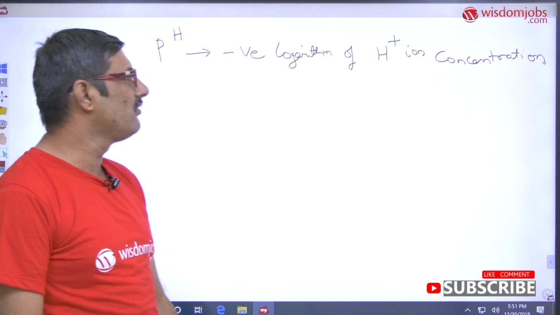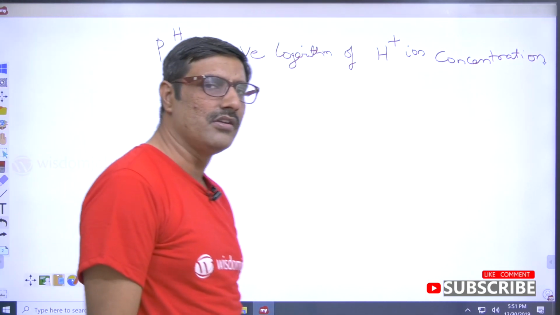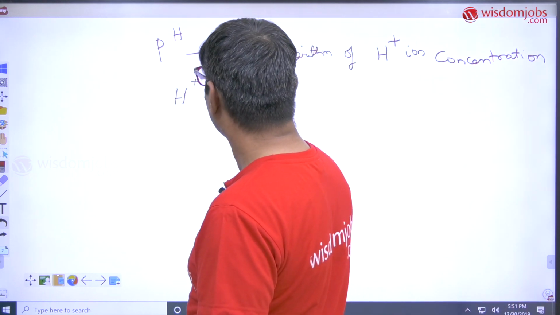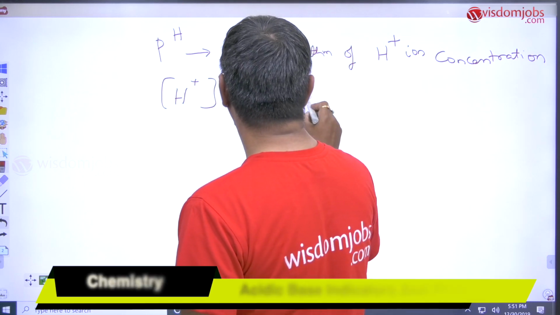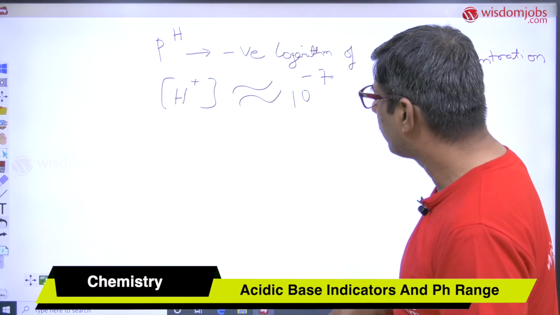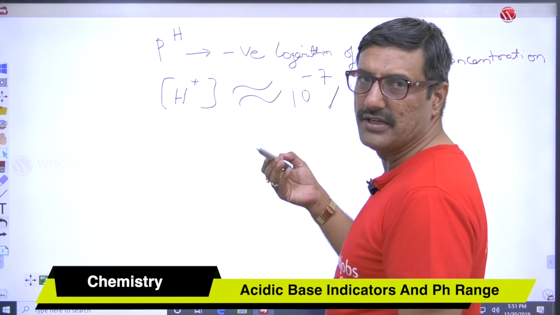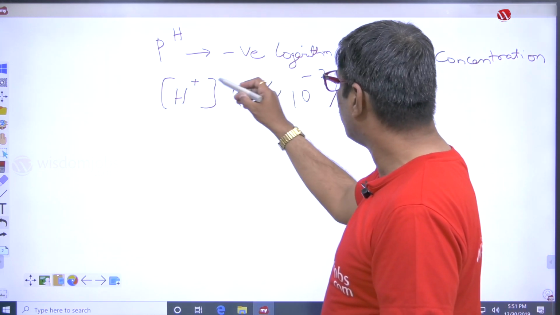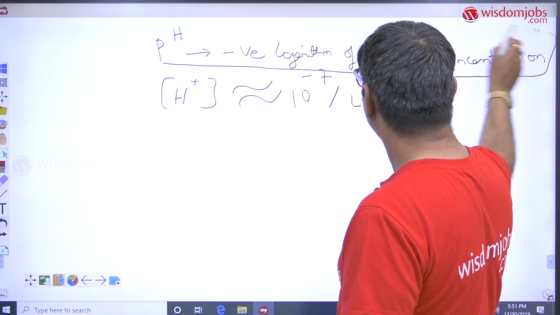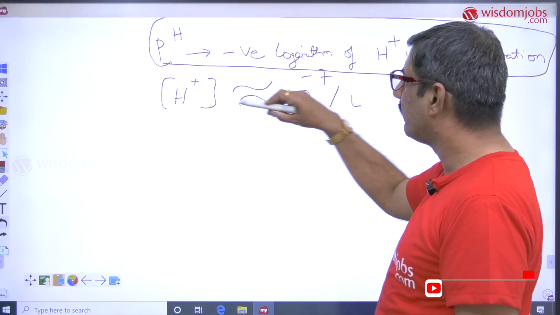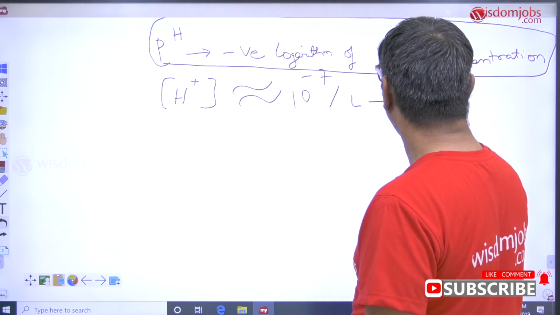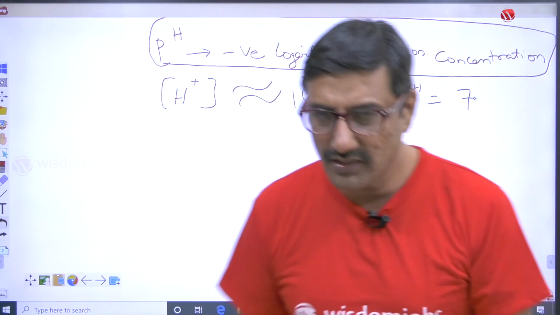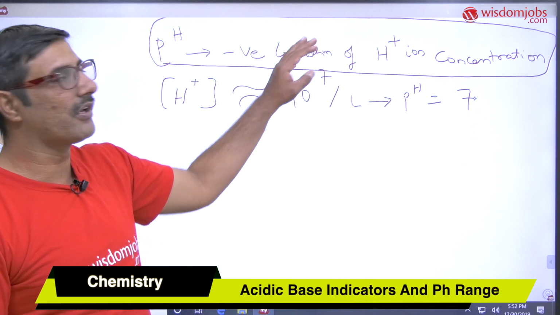What is that? It is the negative logarithm of H plus ion concentration. For example, if the concentration of H plus ions is around 10 to the power of minus 7 per liter, then it is a neutral solution. If you apply the same formula, negative logarithm of H plus ion concentration, for a concentration of 10 to the power minus 7, you are going to get a pH of 7. So 7 is the value of pH for a neutral solution.